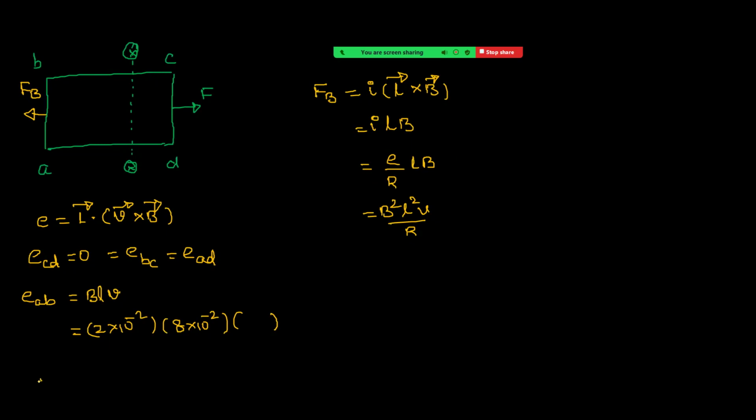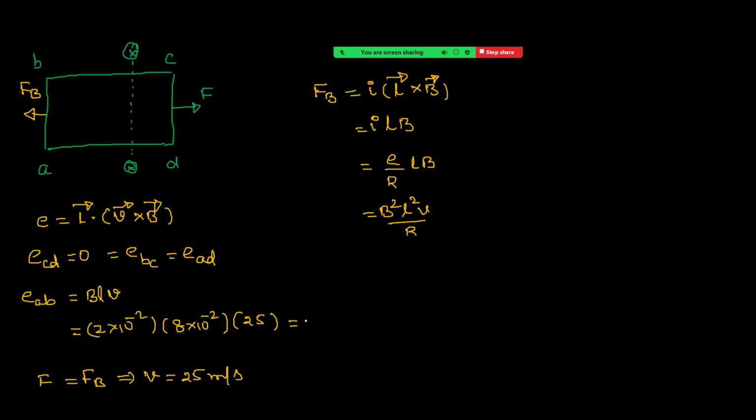Now what we can do is equate the applied force to the magnetic force. From this, we are going to get the value of V, and that value comes out to be 25 meter per second. Equating the applied force to the magnetic force, since we know the V value, substitute that here. Then we get the EMF. See, how much does that value come to?